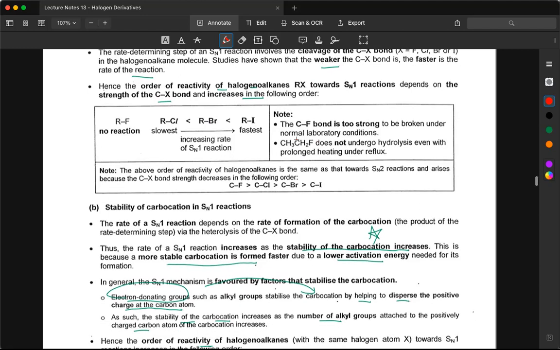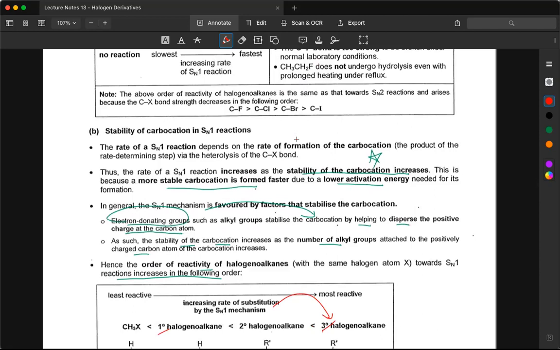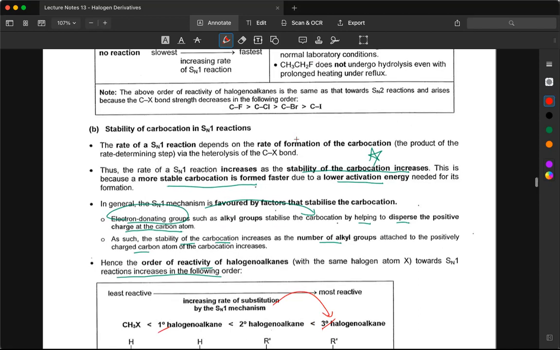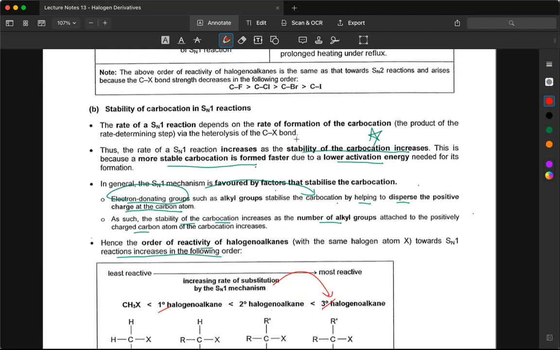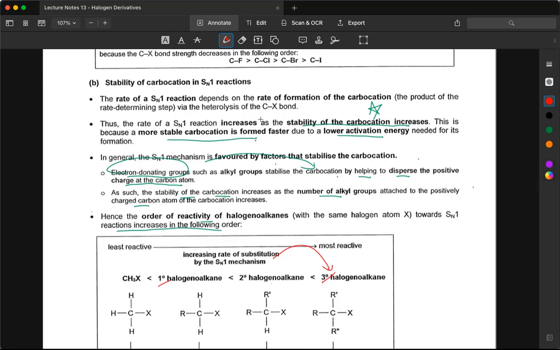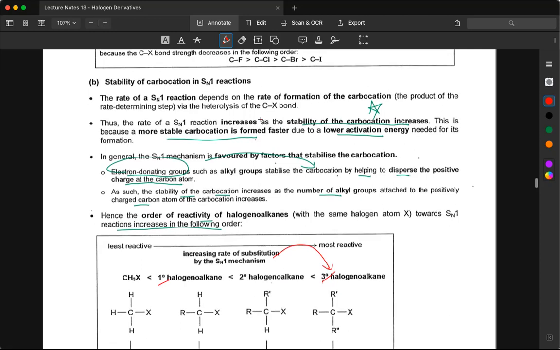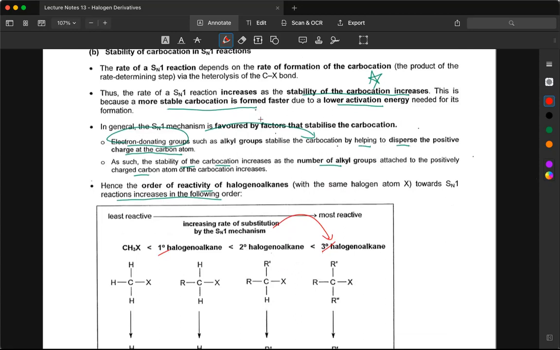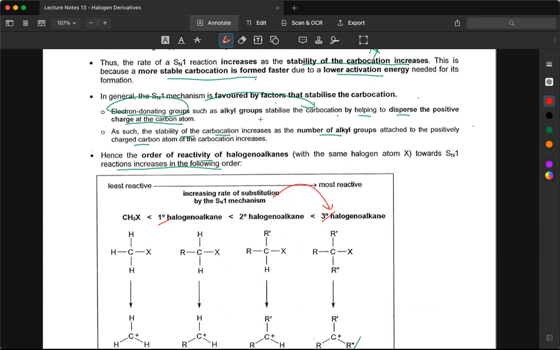But there's another factor that is not in SN2, but is in SN1 because of the carbocation, which is the stability of the carbocation. The rate of SN1 reaction depends on the rate of formation of the carbocation via the heterolysis of the C-X bond. The rate of SN1 reaction increases as the stability of the carbocation increases. This is because a more stable carbocation is formed faster due to a lower activation energy needed for its formation. In general, the SN1 mechanism is favoured by factors that stabilise the carbocation.